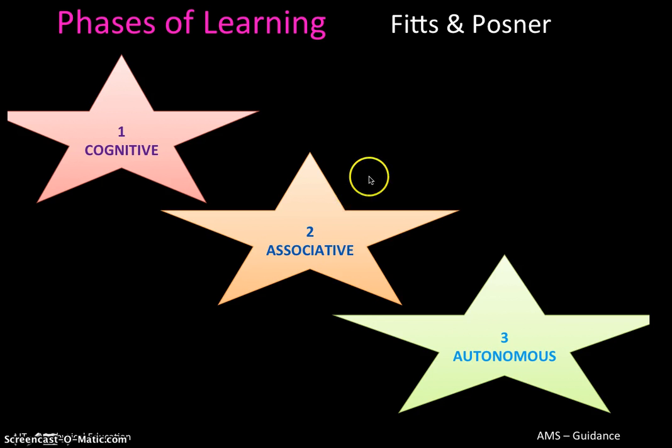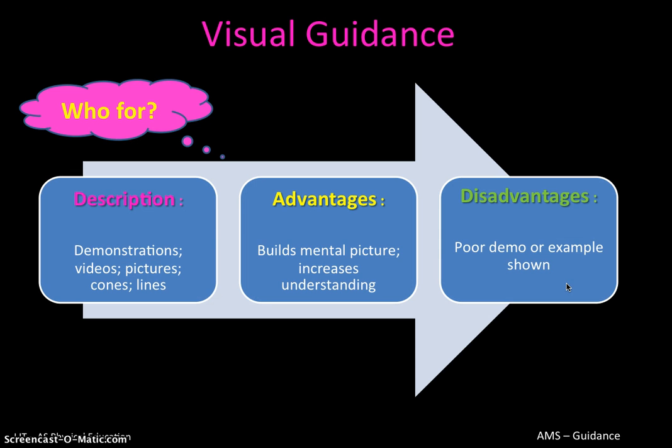We've then got our associative learners, our intermediates, those that are making less errors and need to refine their skill and move onwards. And then we've got our advanced autonomous learners who have pretty much perfected the performance of the skill and might be developing tactical awareness or very much fine-tuning elements of their skill, but they succeed most of the time. So the first type of guidance we're going to look at is visual guidance.